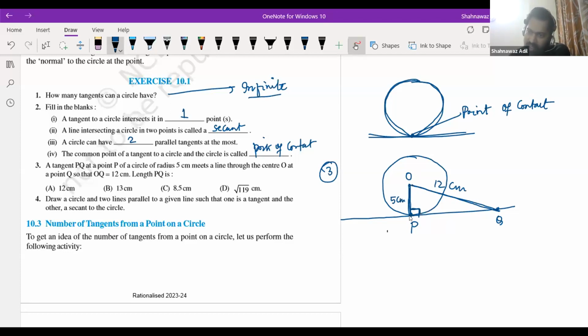So what kind of triangle is OPQ? It's a right angle triangle. In this right angle triangle, OQ, which is 12, is what? Hypotenuse, right? And 5 is the perpendicular. So we have to use the Pythagoras theorem. Absolutely right. So use the Pythagoras theorem and tell me what would be P.